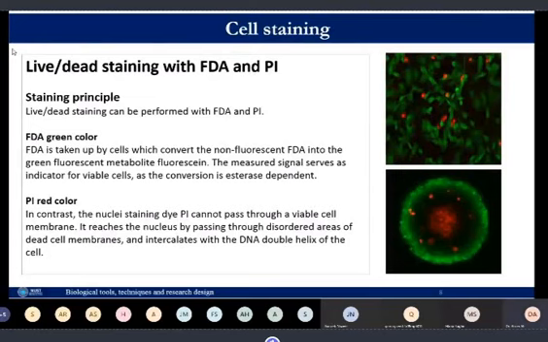Before discussing the protocol for staining, we need to understand how this FDA and PI stain work, how they stain the cells in our sample. As I said, the FDA is the stain which gives the green color to the live cells. This FDA is taken up by the live cells, which convert the non-fluorescent FDA into the green fluorescent metabolite fluorescein. This fluorescein we can observe under the microscope, and this gives green color to our sample if the cells are alive. The measured signals serve as an indicator for live or viable cells, as the conversion is esterase dependent, which is of course observed in live cells.